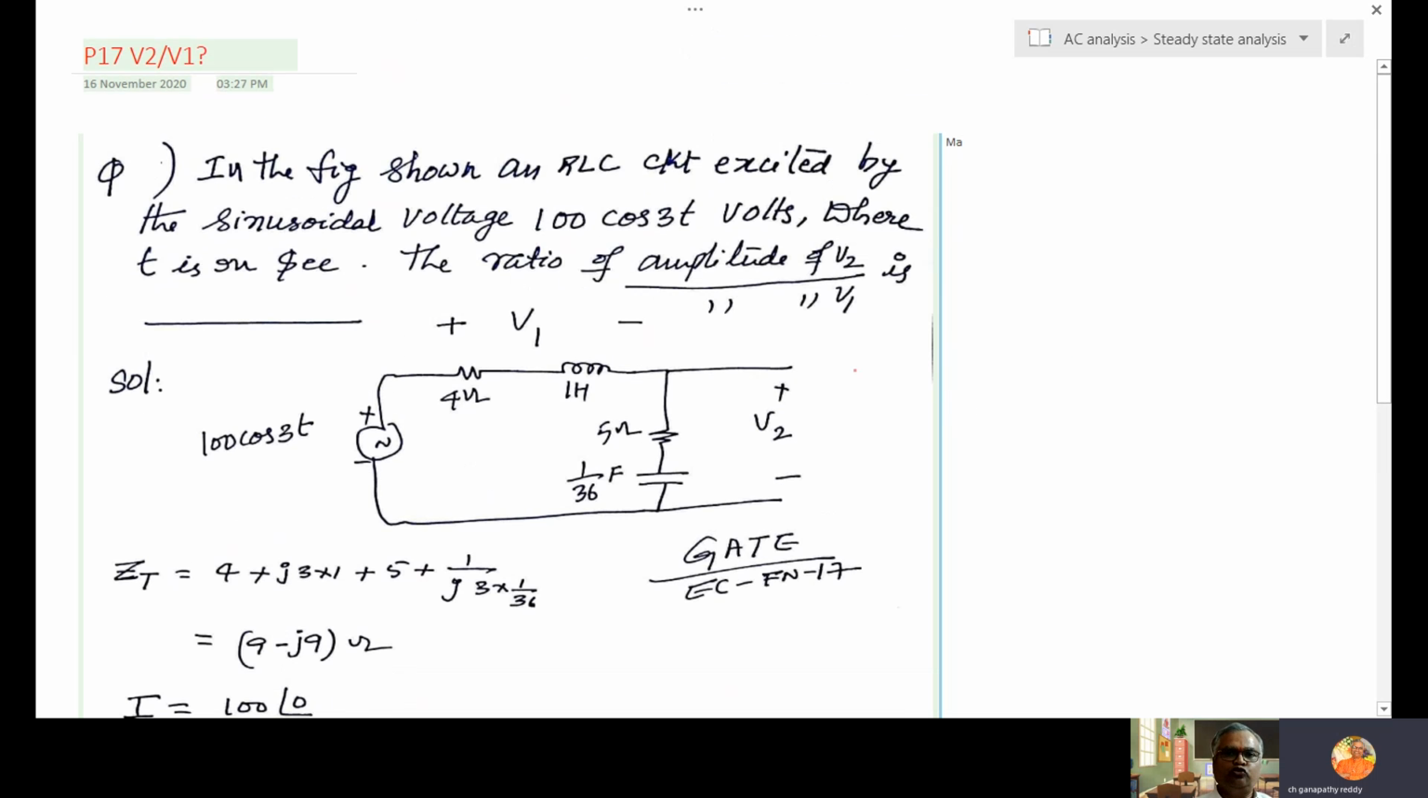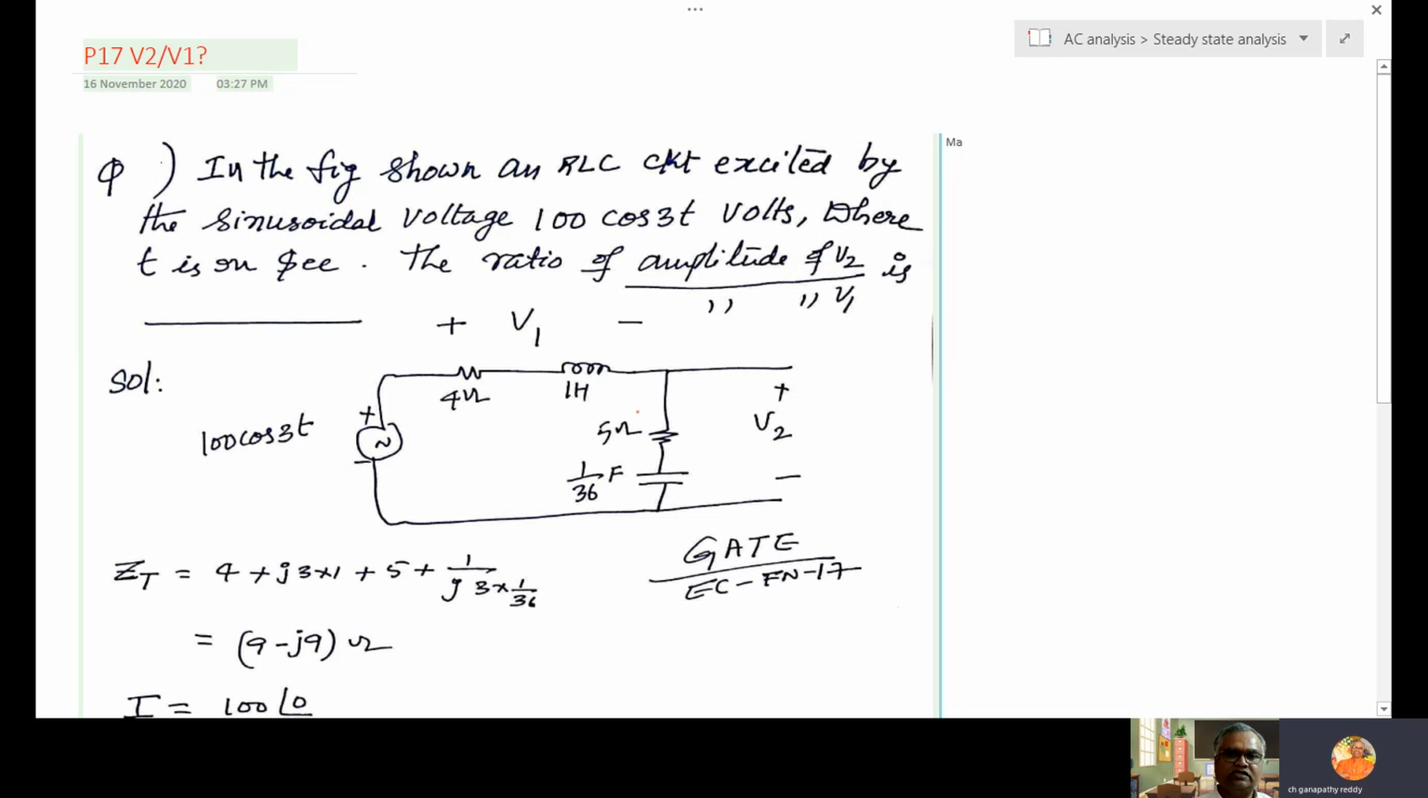So here find V2 by V1. There is another circuit given. It's also easy. The figure shows an RLC circuit excited by a sinusoidal voltage of 100 cos 3t volts. So this AC is given as 100 cos 3t, where t is in seconds. The ratio of amplitudes of V2 by V1.